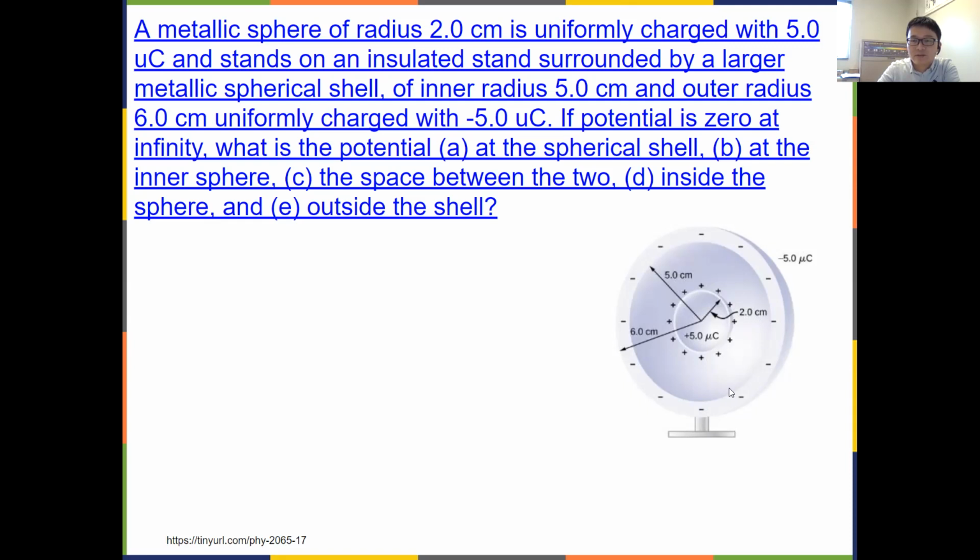So the second one outside here is also a metallic sphere, a spherical shell. Inner diameter is 5, outer diameter is 6, and uniformly charged with -5 microcoulomb. So the -5 should be just on the outer surface, okay, because this is a metallic shell, so it's a conductor. Well, actually it will be inner, because positive is here, so this charge will be on the inner surface, not the outer surface.